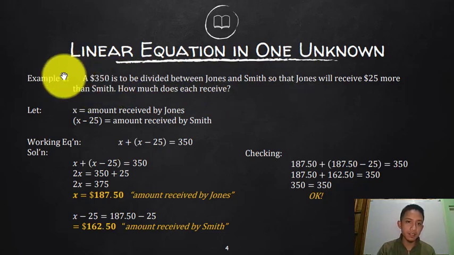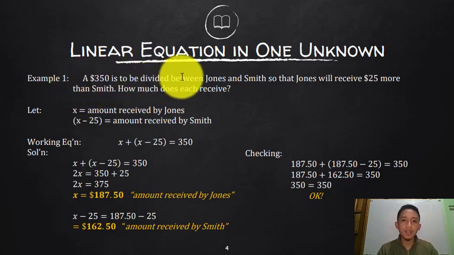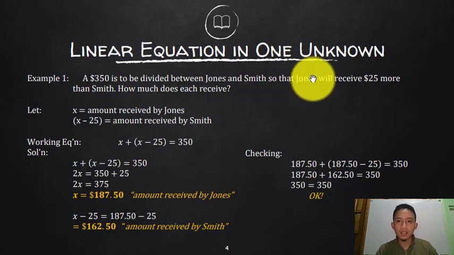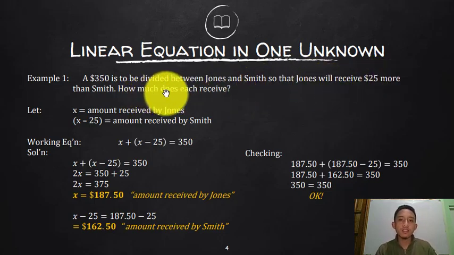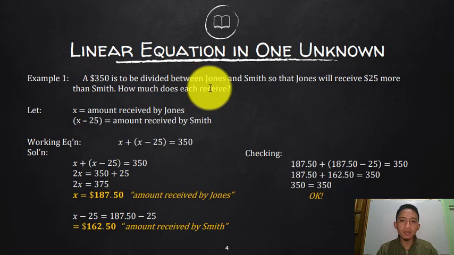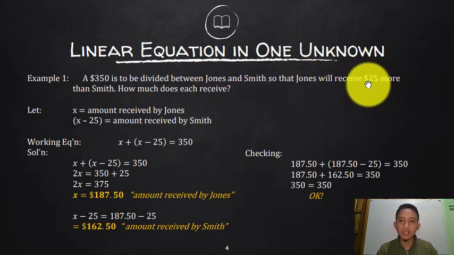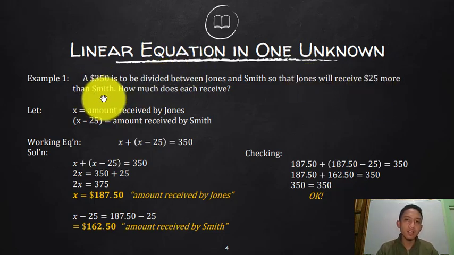First, example number 1. $350 is to be divided between Jones and Smith, so that Jones will receive $25 more than Smith. How much does each receive? So you have $350, wherein you are going to divide it between Jones and Smith. And there is a given situation there. It says that Jones will receive $25 more than what Smith will receive.